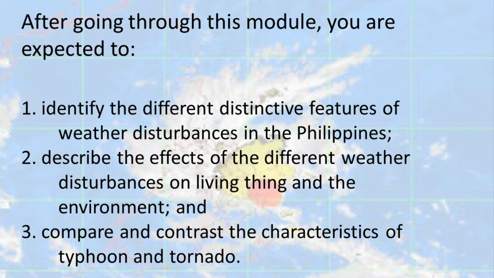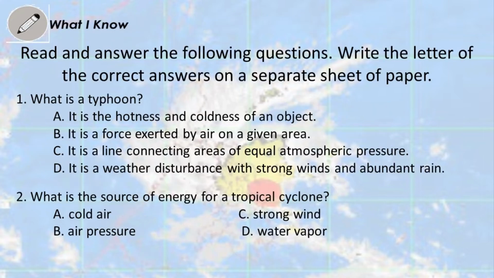2. Describe the effects of the different weather disturbances on living things and the environment, and 3. Compare and contrast the characteristics of typhoon and tornado. Read and answer the following questions. Write the letter of the correct answers on a separate sheet of paper.